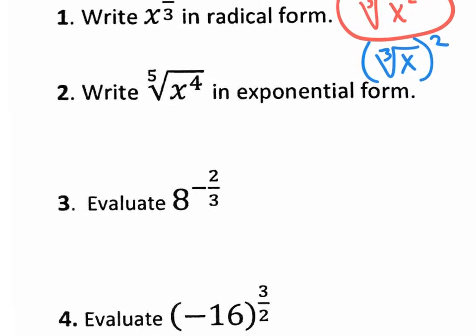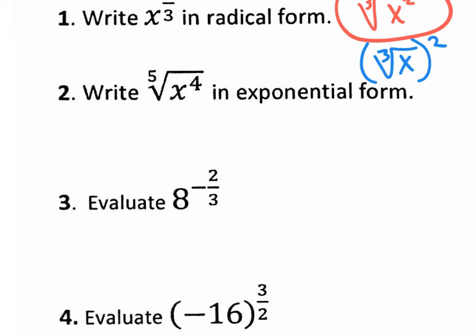Number 2, write that radical into exponential form. So we know we have the base x, but what's my rational exponent going to be? 4/5 power. Over root, the power is 4, the root is 5, so x to the 4/5 power, okay? Now, number 3, it says evaluate x to the negative 2/3.